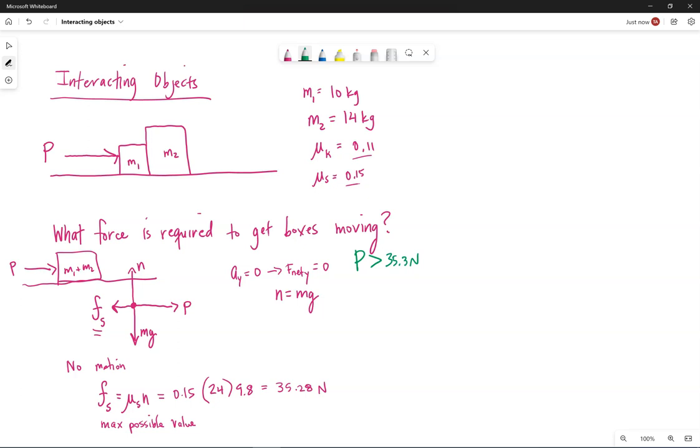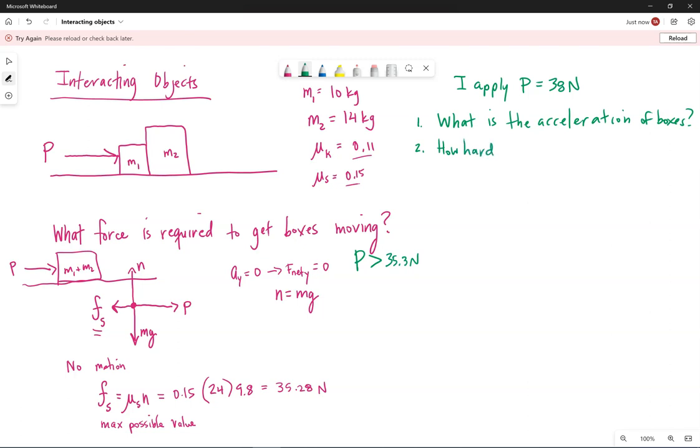But let's move forward. Let's say I apply a force P that equals 38 newtons. 2 questions. What is the acceleration of the boxes? So question 1. Question 2, how hard does box 1 push on box 2?